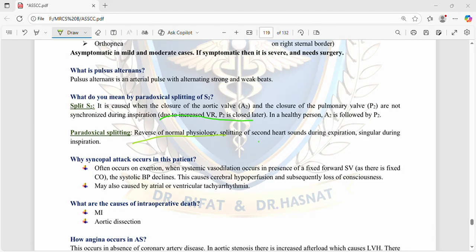And why does the reverse physiology occur? The reason behind it is that we have reversed splitting. So what is the cause of the reverse splitting, or paradoxical splitting? The first cause of paradoxical splitting, or reverse splitting, is aortic stenosis, the thing which we are studying.